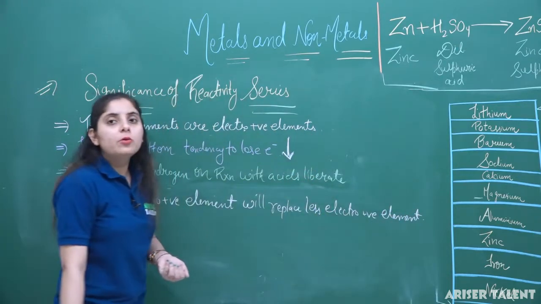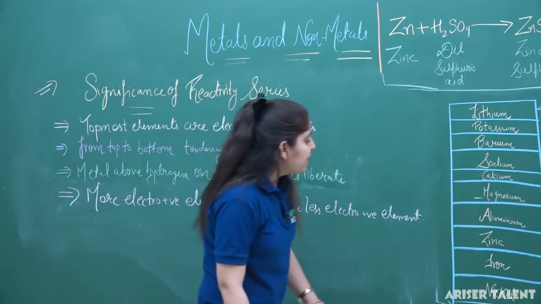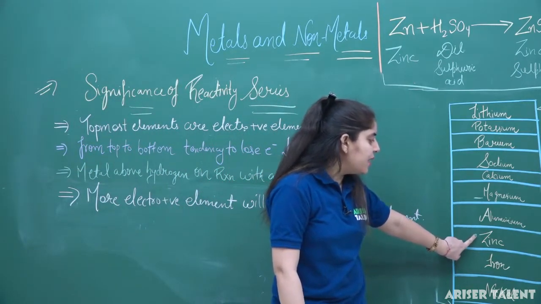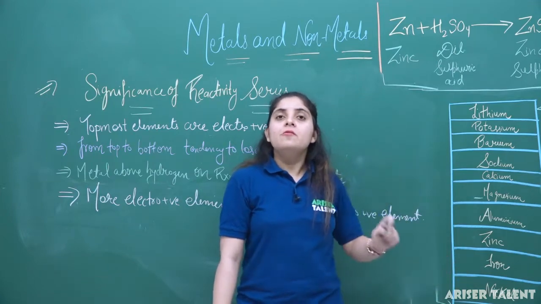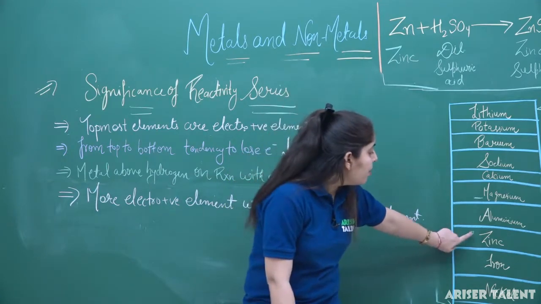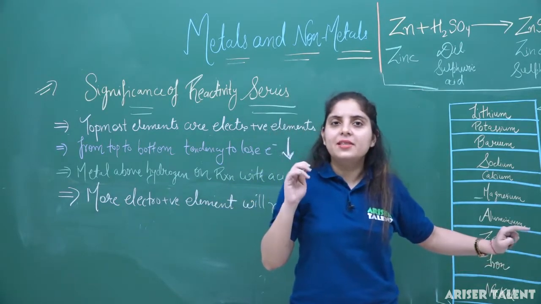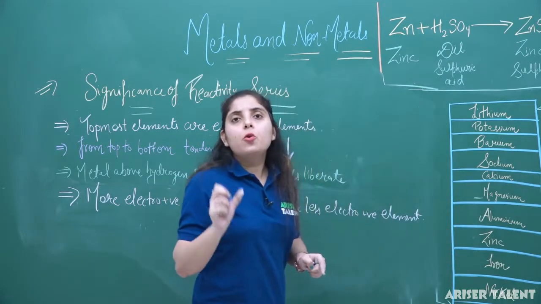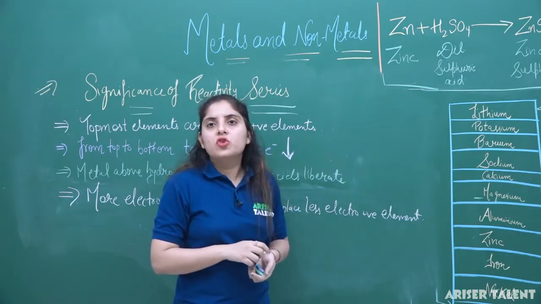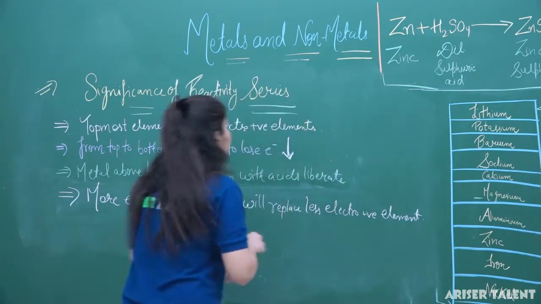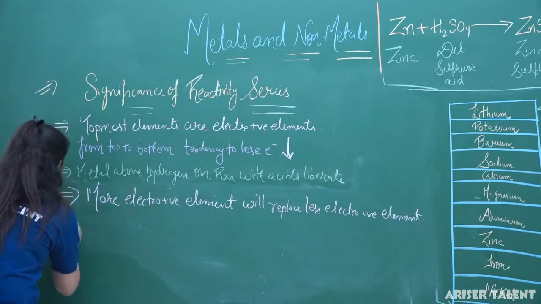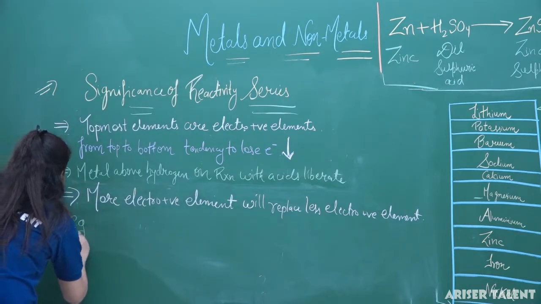Now we are going to conclude this point. Look at the reactivity series. You can see here that zinc is more reactive than iron. Why is zinc more reactive than iron? Because zinc is placed above iron in the reactivity series. So when an iron rod is dipped in zinc sulfate solution, what kind of reaction will occur? We will see here, with an example.